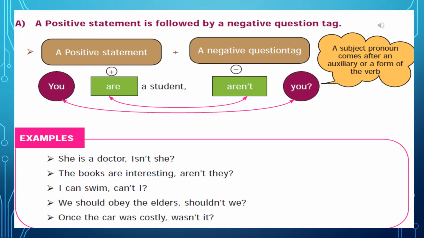Now, I can swim. It's a positive sentence, and the word can is an auxiliary verb here. Here it changes as, can't I? He should obey the elders. It's a positive sentence here. It changes into a negative question tag as, shouldn't he? The next one, once the car was costly. Now it changes as, wasn't it? It is used for non-living things.